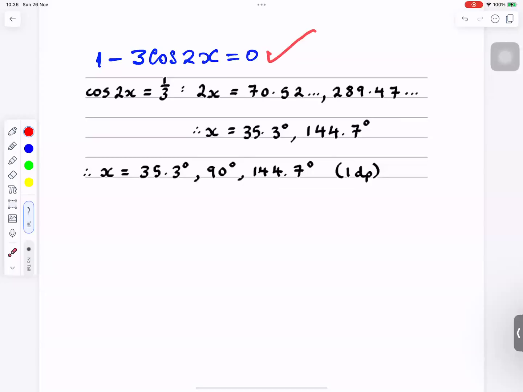And 1 minus 3 cos 2x equals 0. Solve that, you get 2x equals inverse cosine of 1 over 3. And then you divide by 2: 70.5 divided by 2, 289.5 divided by 2. So your answers are 35.3, 90, and 144.7.